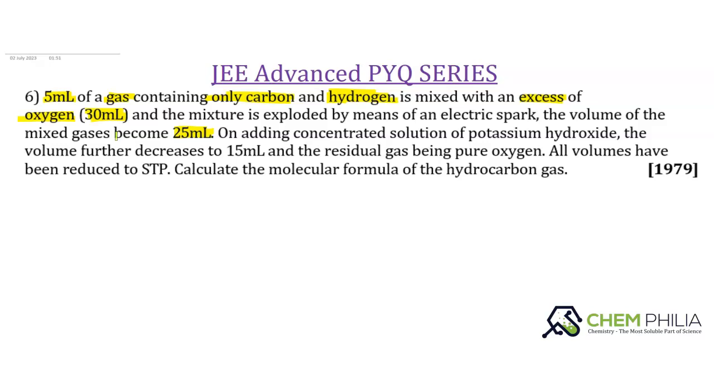On adding concentrated solution of potassium hydroxide, the volume further decreases to 15 ml, and the residual gas is pure oxygen. Clear? All volumes have been reduced to STP. So all the data are taken at STP. Calculate the molecular formula of the hydrocarbon gas. So this is the question.